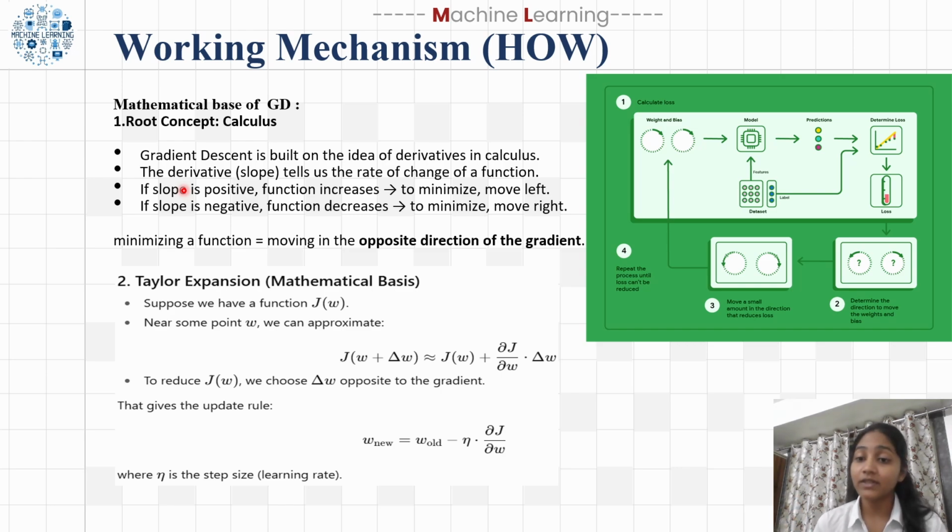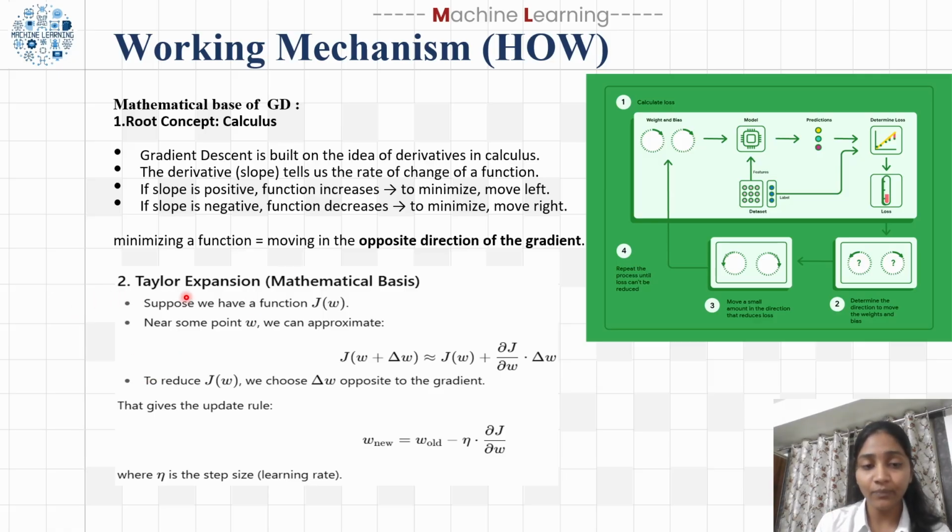If the slope is negative, then the function is going to decrease now. So to minimize this, we have to move to the right. We can understand it by simplifying: minimizing a function is equal to moving it in the opposite direction of the gradient.